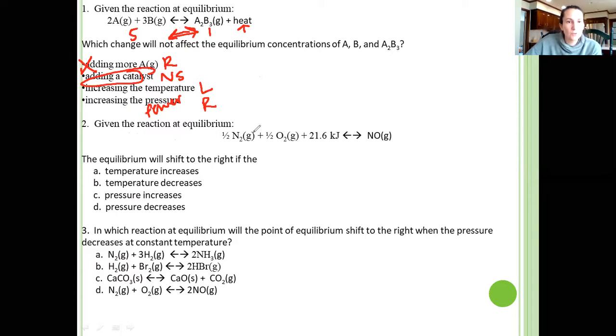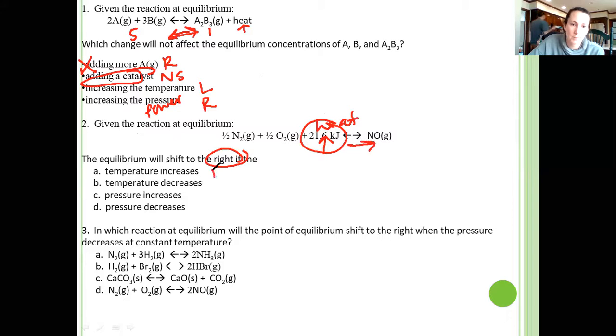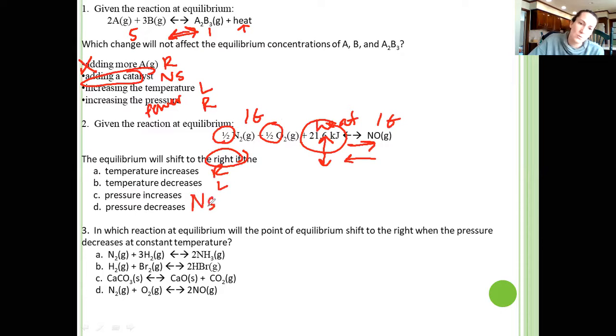Okay, number 2, the reaction will shift to the right if, and I just go through and see what they all do. It's good practice. Temperature increases. So this is heat right here. So if I'm increasing heat, it shifts away from the heat. So it shifts to the right. So obviously that's the answer. Temperature decreases would shift towards the heat, left. Pressure increase, pressure decrease. So 1/2 plus 1/2 is 1 gas on the reactant side, 1 gas on the product side. So both of these are no shift. So that's why 2 is A.